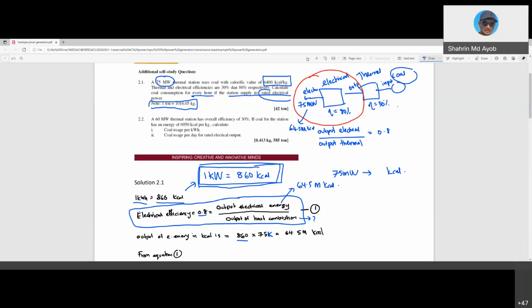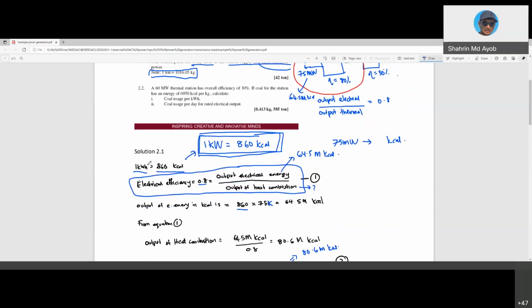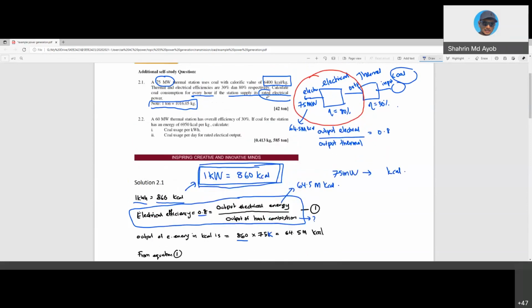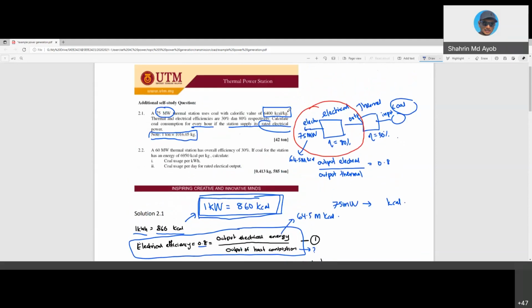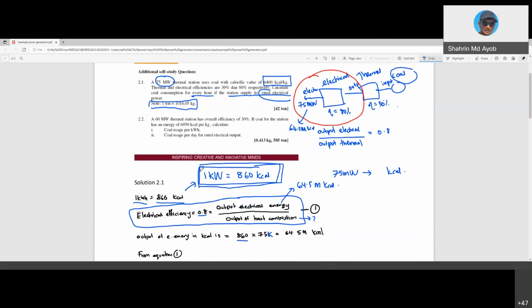So for heat, we are using calorie. So that's why we need this relationship. 1 kWh is equivalent to how many calorie? Okay, because the question is how many kilograms needed. So the relationship between the coal and the energy that it produces is in calories. So that's why we need to convert all our electrical energy into the calorie.